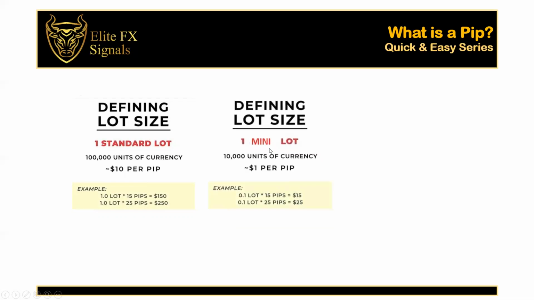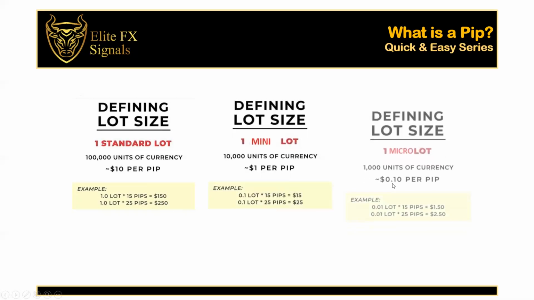Now, if we are using mini lots or 10,000 units of currency, then the price value for each one of the pips for each move drops down to $1, obviously. So trading 0.1 lot, which is the equivalent of a tenth of a full lot, so a mini lot, if we make 15 pips, then we will gain $15 instead of 150. And if we make or lose 25 pips, then we gain or lose $25 instead of 250.